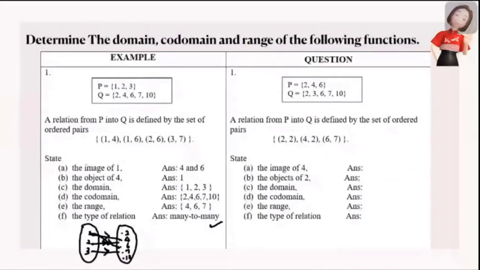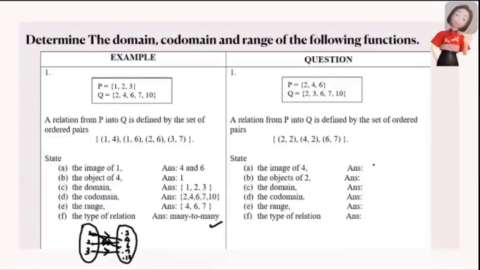So the image of 4. Yes or no? Okay, yes. The image of 2 means they find the object, right? 2. A. The image of 4. This question seems wrong. Is it 2? The image of 4. The image of 4 is 2, correct. Indirect, okay. They want to find the image of 4, which is 2, correct. So this is the 4 here, then the image is 2.